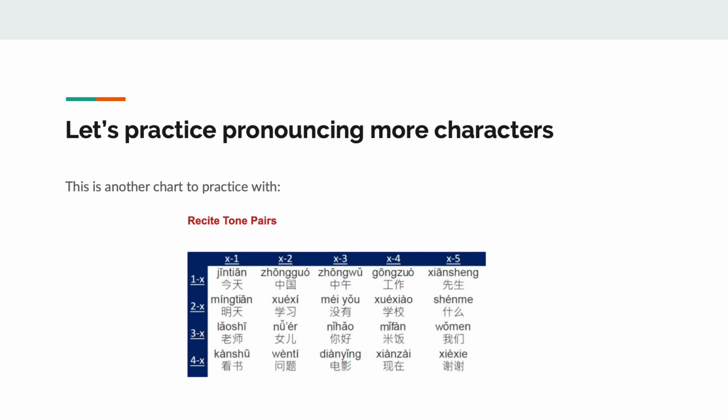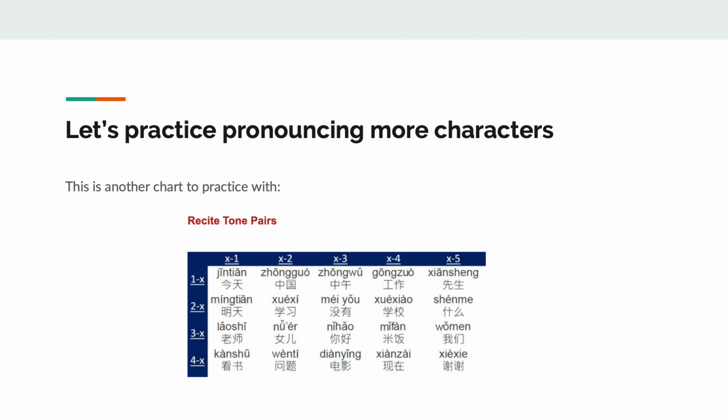Last, let's look at this chart and practice pronouncing more characters. This is an interesting chart. In the first row, all the first out of the two are the first tone. In the second row, all the first out of the two are the second tone. In the third row, all the first out of the two are the third tone. In the fourth row, all the first out of the two are the fourth tone.